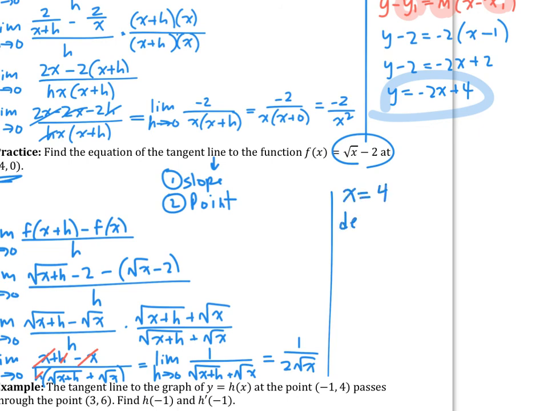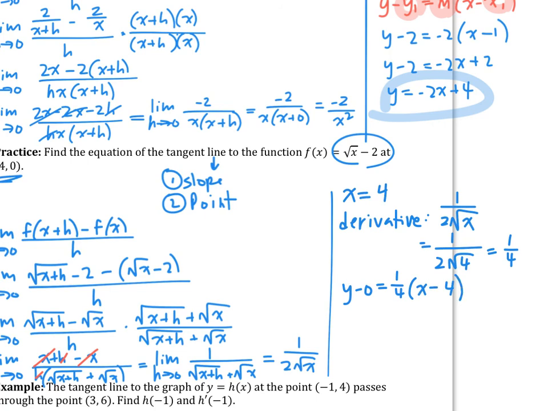The derivative is 1 over 2 root x. So then that is 1 over 2 root 4. So that's 1/4. The point is (4, 0). So then the line is y minus 0 equals 1/4 times x minus 4. You can pretty much call it done here, or you can simplify it if you want. 1/4 x minus 1.